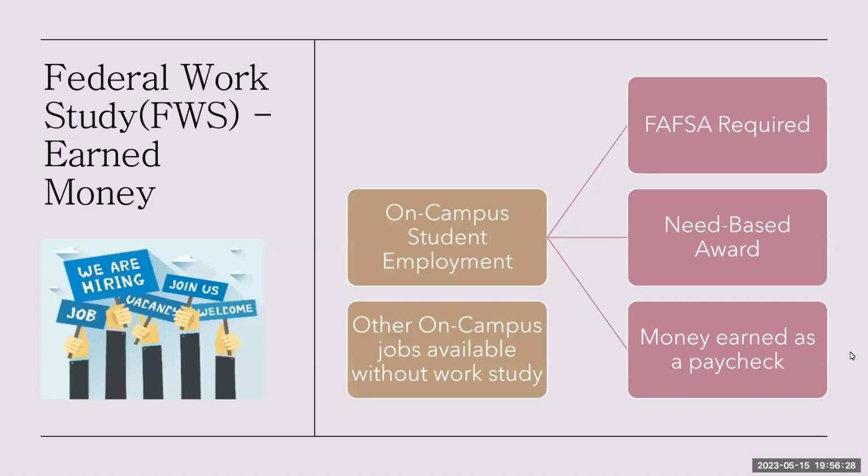Let's talk about federal work study. If you're interested in the earned money portion of a financial aid package and you are eligible for federal work study, you can search for on-campus student employment. This is available to students that submit a FAFSA. It is need-based. That means that you have to demonstrate that you have need based on the results from your FAFSA. And this is earned, so it's not given to you up front. You would earn it through a paycheck just like you would for any job.